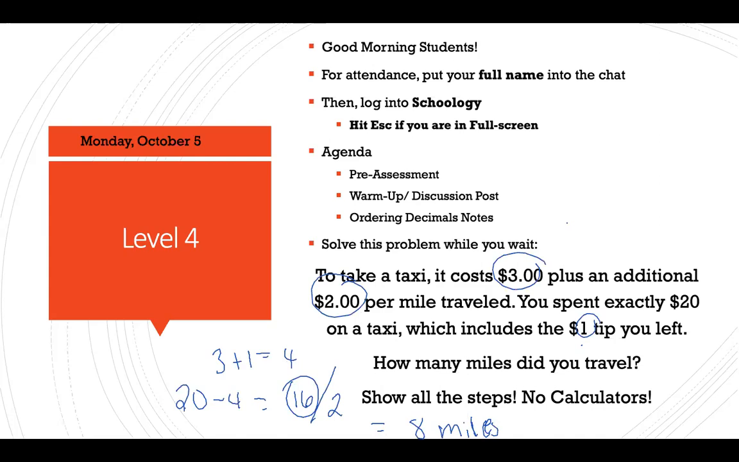So that is the best way to do it. I did hear that you counted up, but the quicker way would be to just divide by 2 to get the 8 miles. Okay, very good.